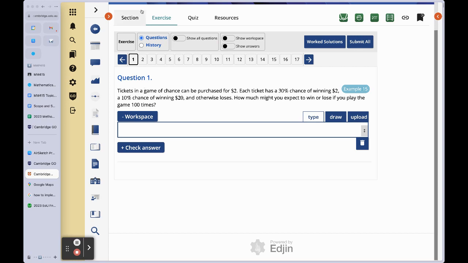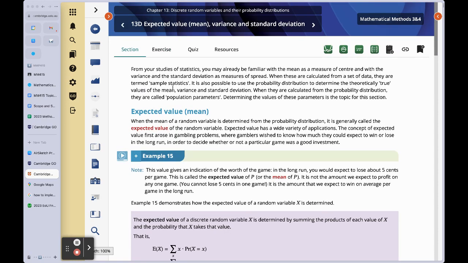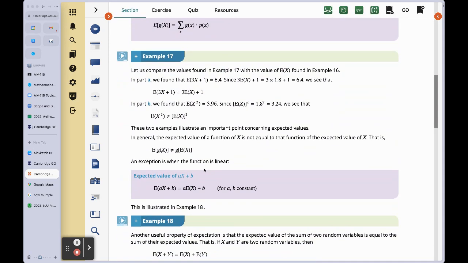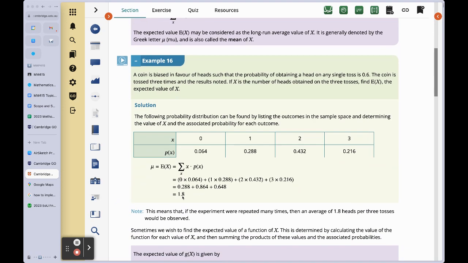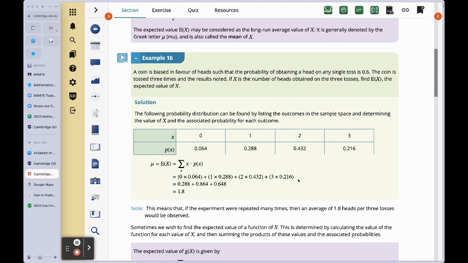I'll finish off by saying this. You can see how they worked out the expected value. In example 16, they've just added them all up. That's perfectly fine. Some of you might want to add an extra column and call it x times p of x, and then do the multiplications bit by bit in your table, and then you can say the expected mean is, and then add up all the numbers that you worked out in your table. So that's another way of doing it if you want to.